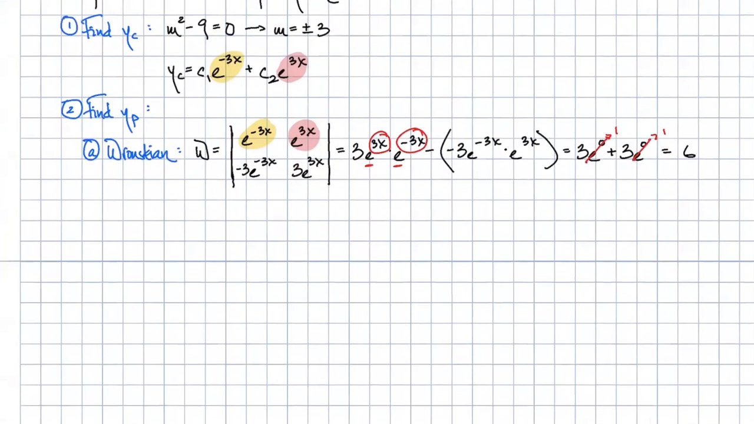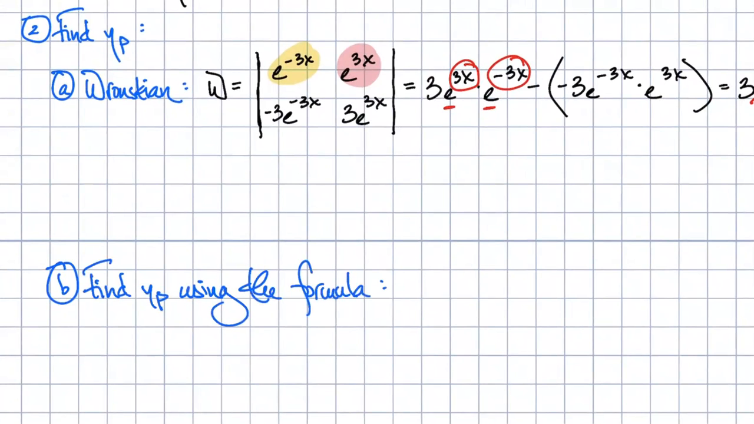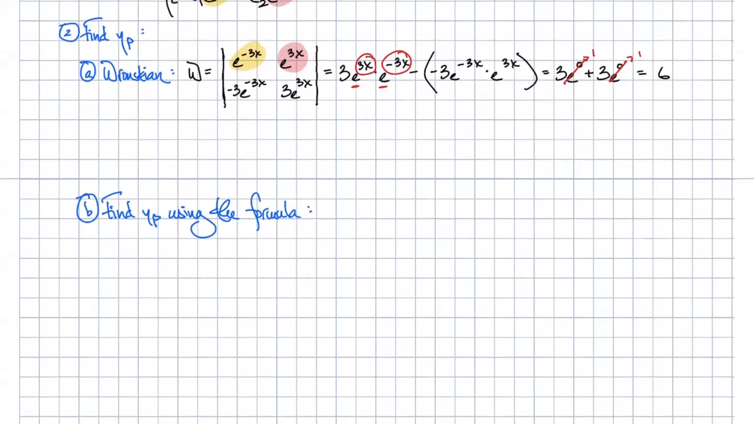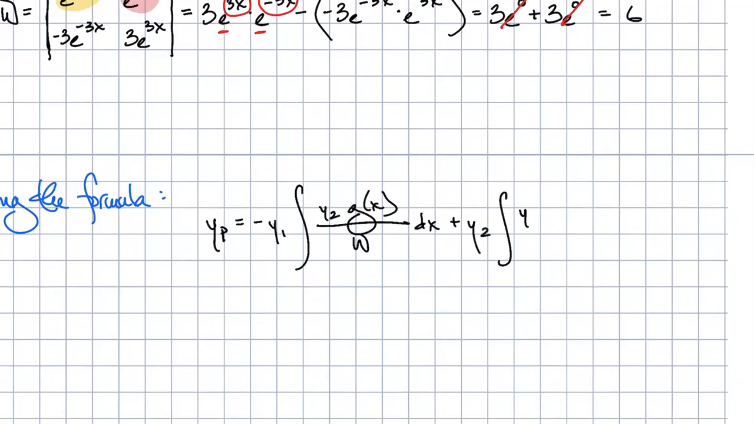All right, so once you find your Wronskian, then we're going to go ahead and actually find our y sub p using the formula. And so we will take the time to write out the formula and make sure that we're plugging things in the appropriate places. So the formula says that y sub p is going to be equal to negative y sub 1, the integral of y sub 2 g of x all over the Wronskian, plus y sub 2, the integral of y sub 1 g of x over the Wronskian.